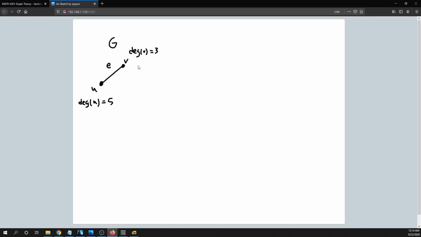Okay. So over in H, you would have f of v, because we have an isomorphism between these two graphs.